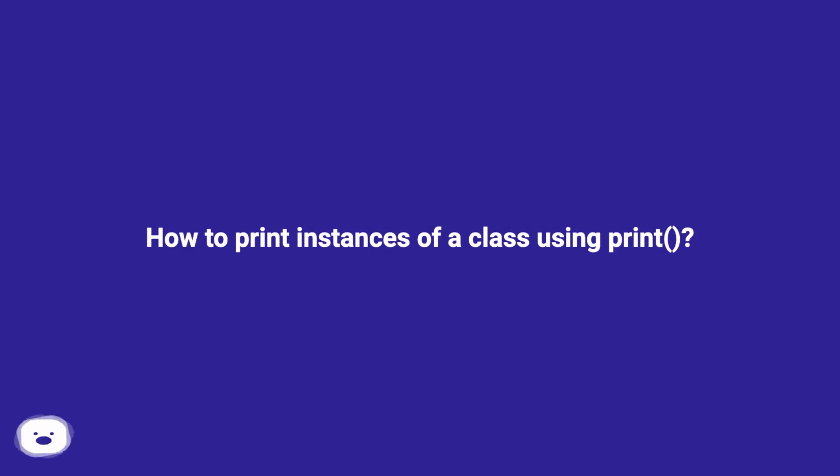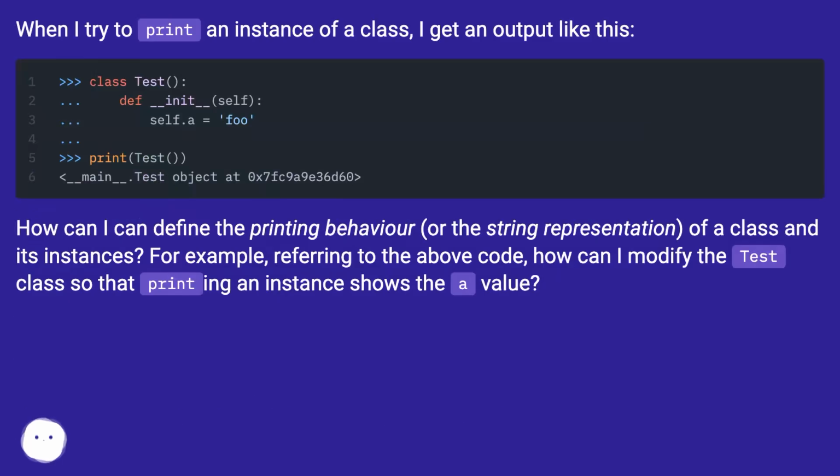How to print instances of a class using print. When I try to print an instance of a class, I get an output like this. How can I define the printing behavior, or the string representation, of a class and its instances? For example, referring to the above code, how can I modify the test class, so that printing an instance shows their value?